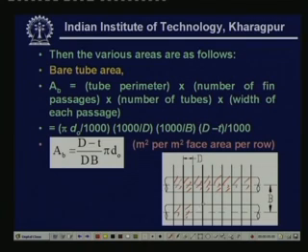Like this you have to account for all the tubes in a row per meter square of face area. Okay. So, if you substitute the expressions for tube perimeter, which is nothing but pi d O divided by 1000, and number of fin passages are 1000 divided by D, number of tubes is 1000 divided by B, and width of each passage is D minus T by 1000. So, if you substitute all this, finally you find that the bare tube area is given by D minus T divided by dB into pi D, and this is a meter square per meter square face area per row.